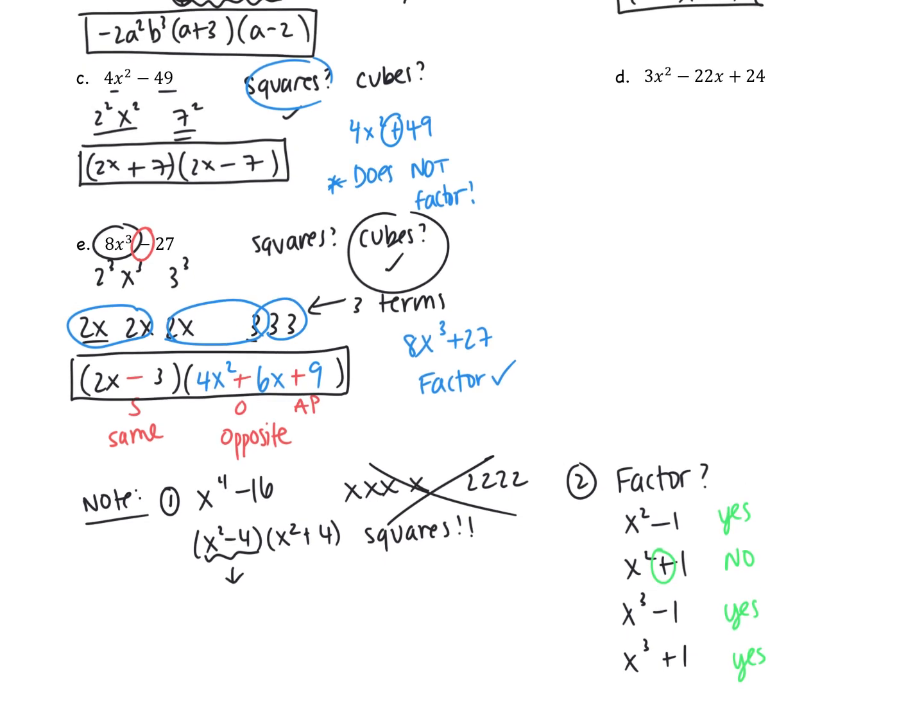I left D off for us because it's a split the middle one, or I left it until the end. Anytime there's a number in front of the x squared and we have 3 terms, things are a little bit different. This is the one where you're going to multiply the first number and the last number, which gives us 72. We are looking for 2 numbers that multiply to 72, but add to the number in the middle, negative 22.